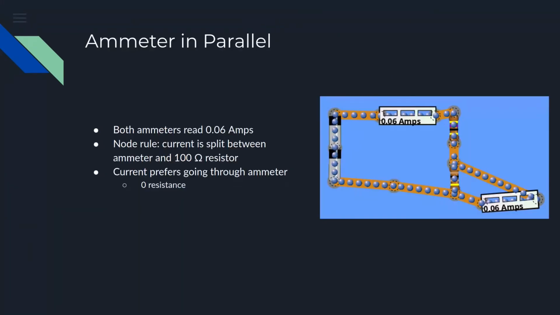For this part, we wanted to add an ammeter in parallel. As seen on the right, an ammeter is in parallel with a 100 ohm resistor. Both ammeters now read 0.06 instead of 0.02 because of the node rule, which indicates that the current is split between the 100 ohm resistor and the quote-unquote 0 ohm ammeter. The current prefers to take the path of least resistance, thus strengthening the current flow within our circuit.